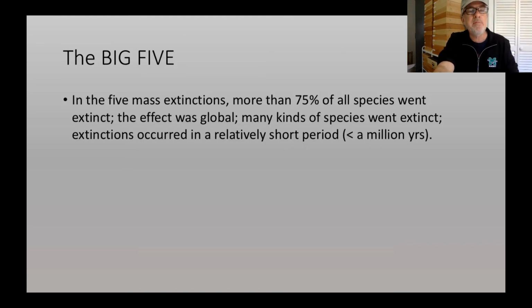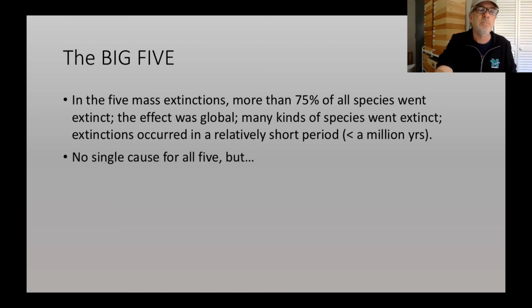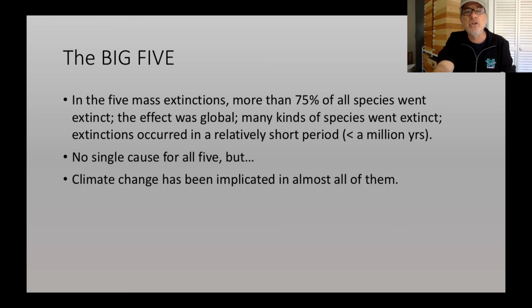To be one of the big 5 mass extinctions, more than 75% of all the species had to go extinct. The effect had to be global. Many different kinds of species had to go extinct, and it had to occur in a relatively short period, under 1 million years. There is no single cause for all 5, but climate change has been implicated in all of them. We're going to look at 2 of them.